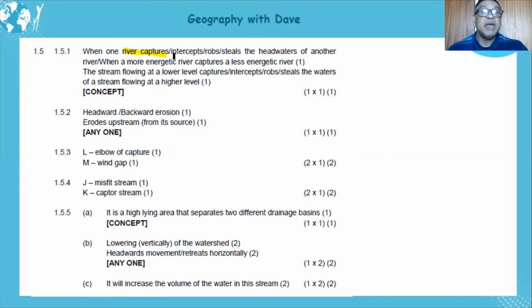When one river captures or intercepts the headwaters of another river, or when a more energetic river captures a less energetic. I like this one. When one river, of course, which is more energetic, captures the headwaters of another river. Okay, when one more energetic river captures the headwaters of another. I like that one. Not that the other ones are wrong, but I like that one. It gives you a full description and you can visualize it.